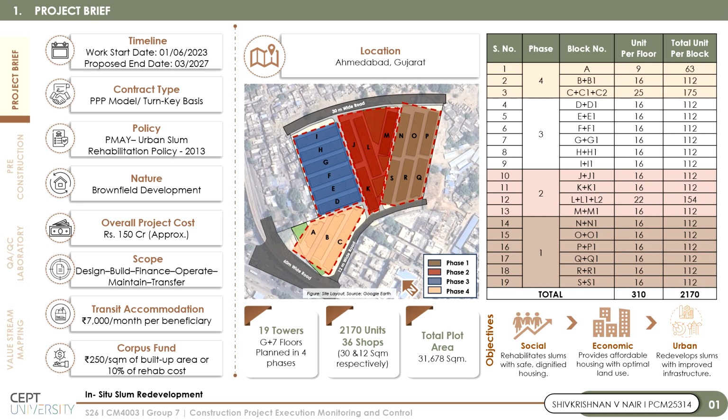2027. The project is a brownfield redevelopment plan in 4 phases over a site area of around 31,678 square meters. The development consists of 19 residential towers of G+7 floors, providing 2,170 rehabilitation housing units along with 36 shops. The primary objectives of the project are to provide safe and dignified housing, improve urban infrastructure, and optimize land use while ensuring affordable rehabilitation housing for all the residents.